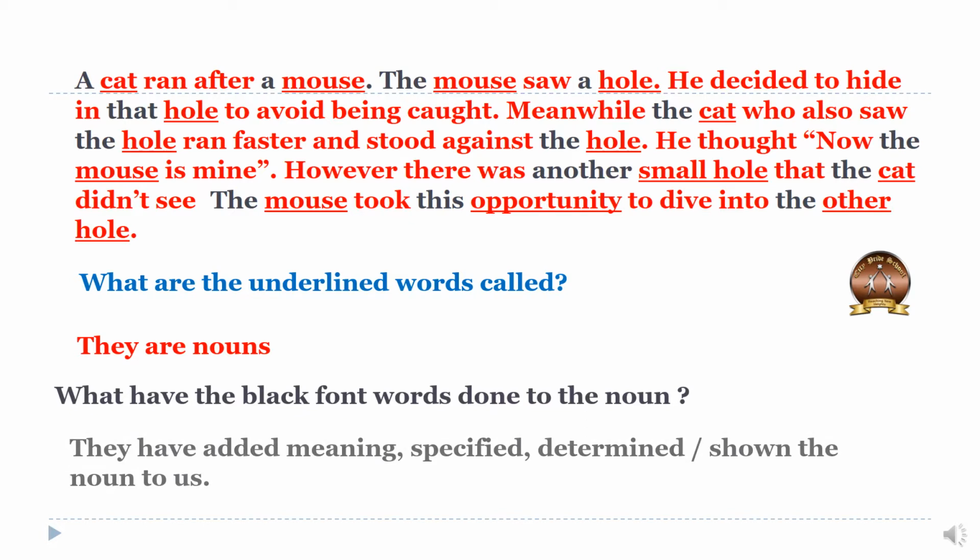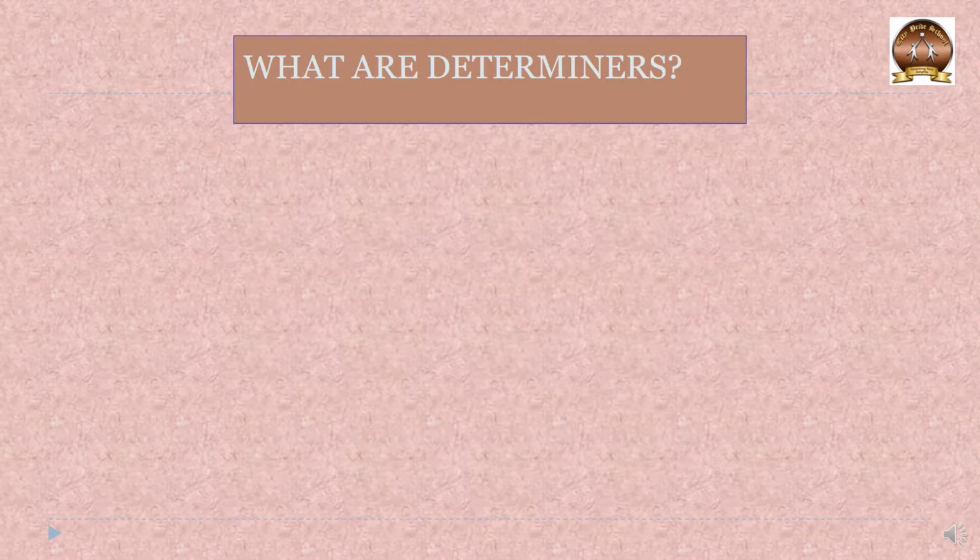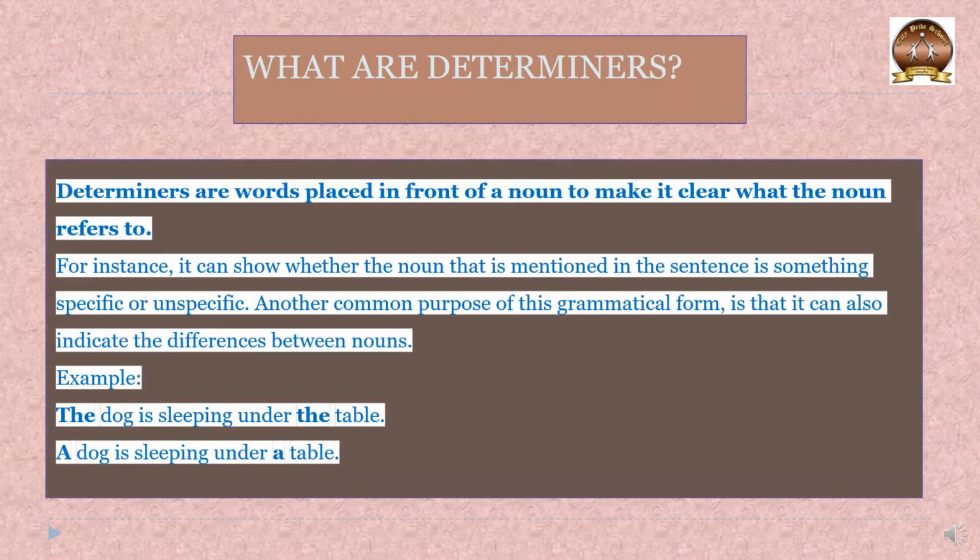Yes, you have guessed it right. They have pointed out the nouns to us, or they have added some meaning. They are talking about something specific, some specific noun. So such words that point out the nouns to us are called determiners. So determiners are words that are placed in front of a noun to help make it clear what the noun is referring to.